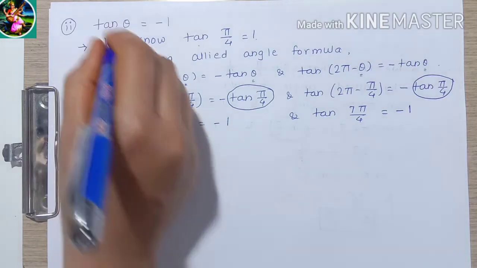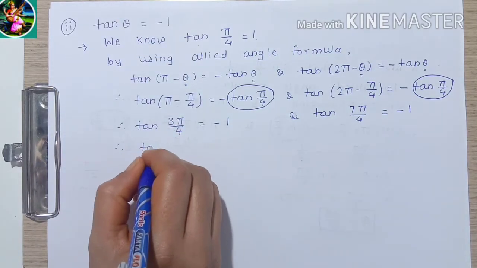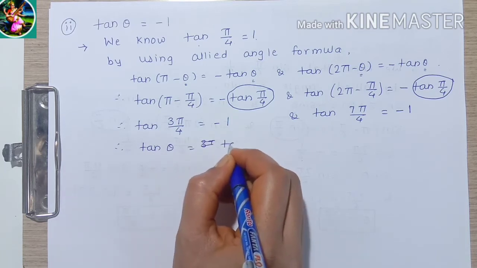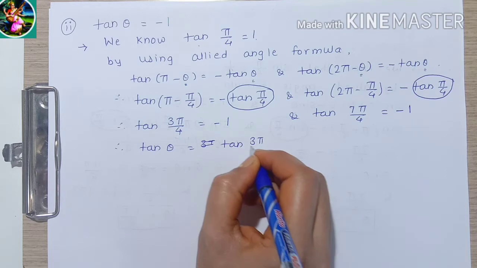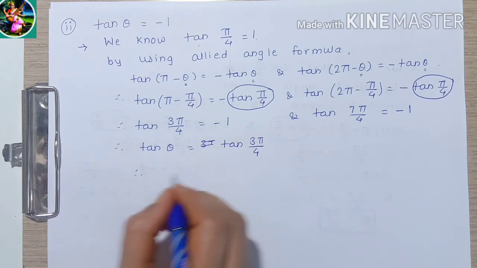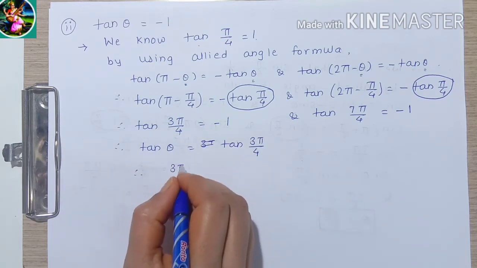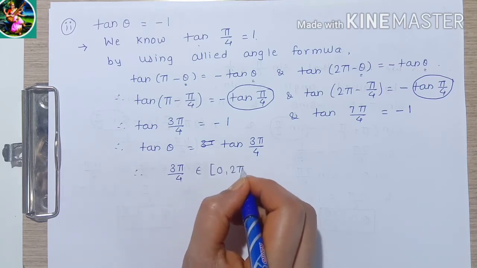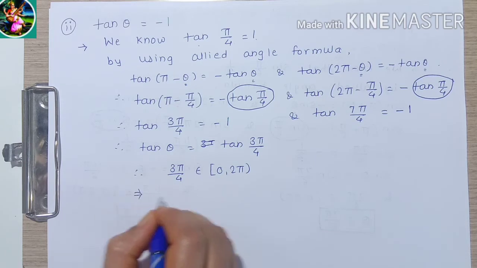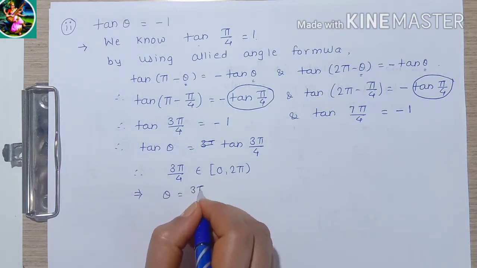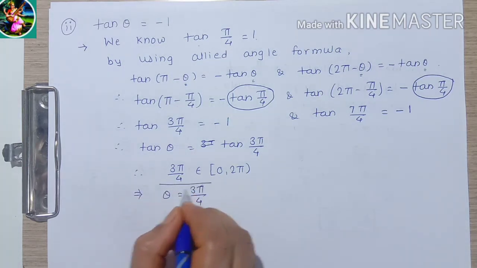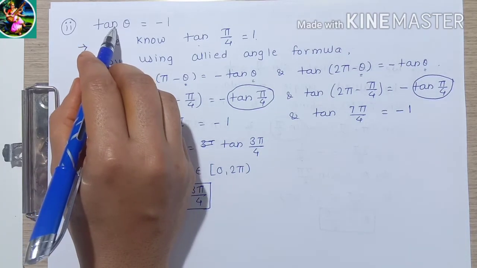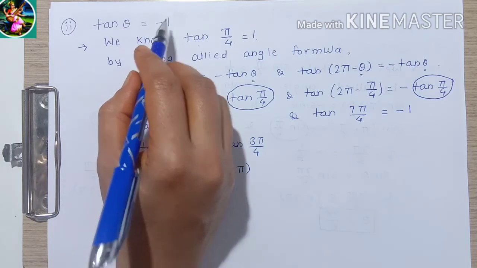We write the equality of their left hand sides, that is tan theta is equal to tan of 3 pi by 4. And this 3 pi by 4 lies between 0 to 2 pi, which shows that theta is equal to 3 pi by 4 is one of the principal solutions of the given trigonometric equation tan theta is equal to minus 1.